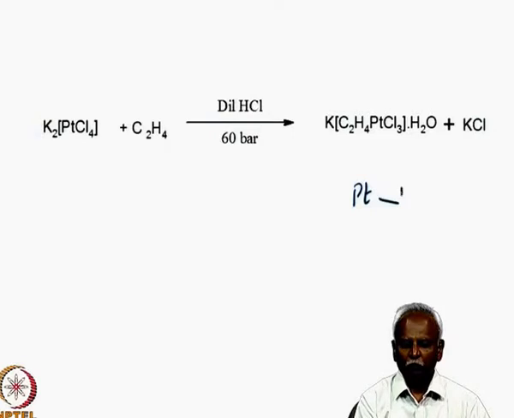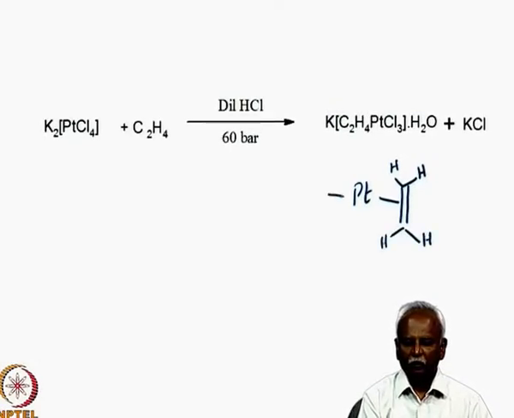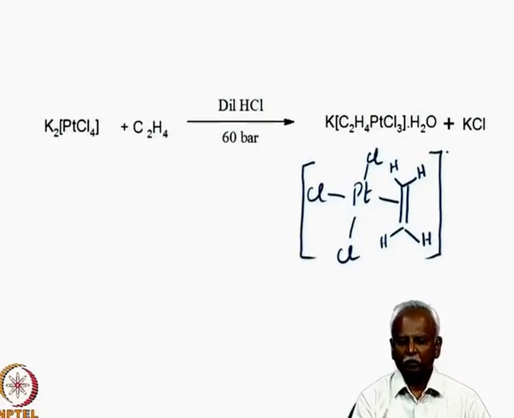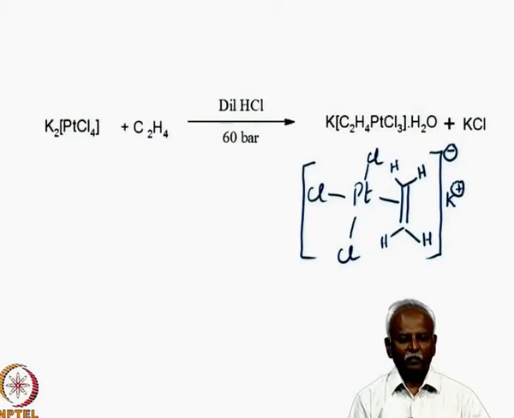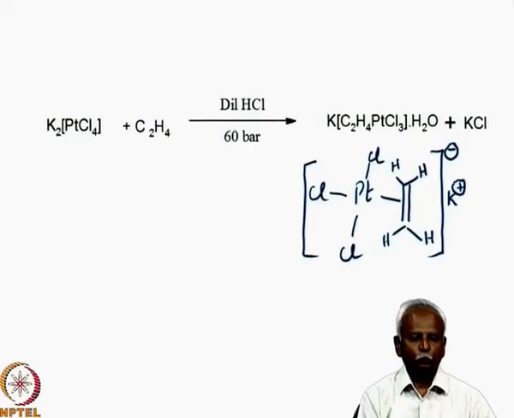So, there was one ethylene moiety which is coordinated to the platinum, and there are 3 chlorines. Because platinum is present in the +2 oxidation state, it has got a negative charge, and this negative charge is now balanced by a potassium ion. So, we started with a platinum 2 complex.